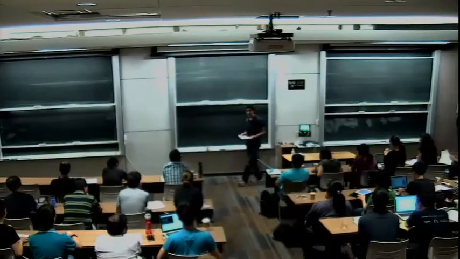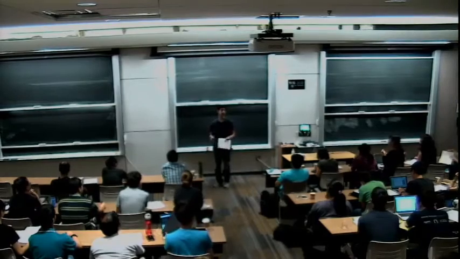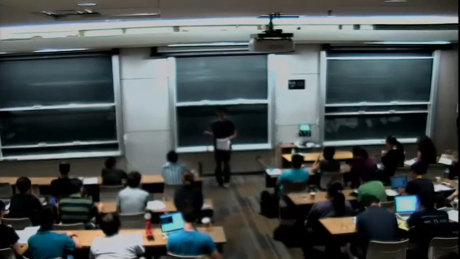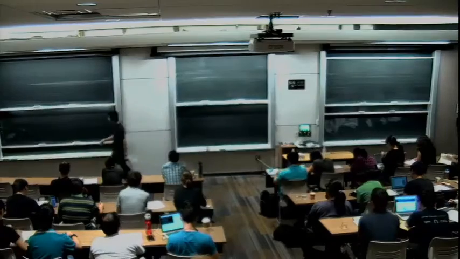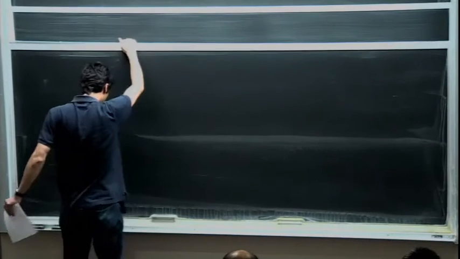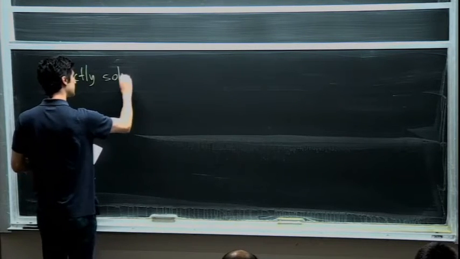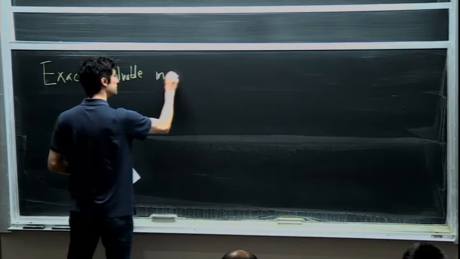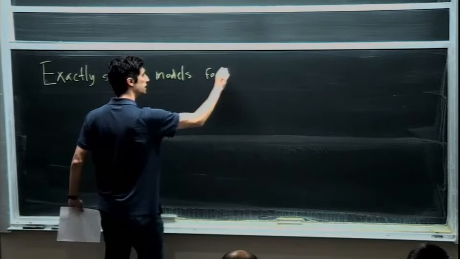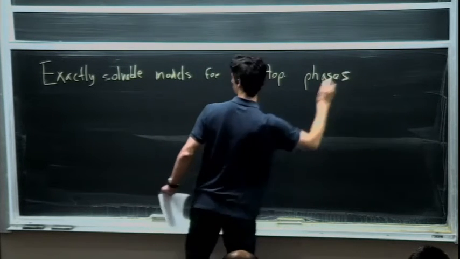So as Mike said, I'm going to start off the first lecture talking about some exactly solvable models for 2-dimensional topological phases. And then I'm going to move on to 3 dimensions and say something about our current state of knowledge about 3-dimensional topological phases. So to start off, as I said, the next couple lectures are going to all be about exactly solvable models for 2D topological phases.